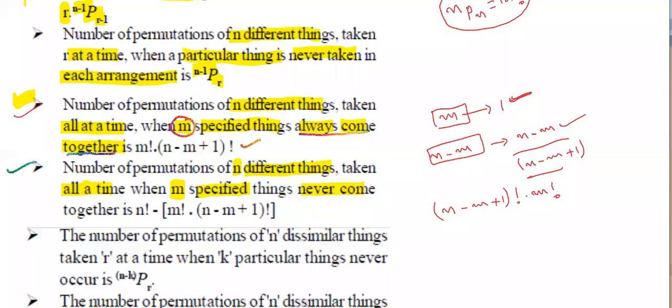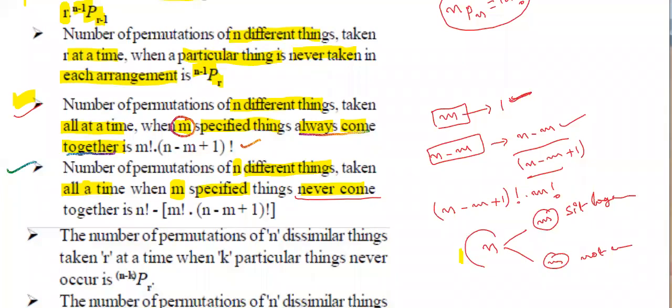Okay, I am following the reverse method. Generally, when we arrange n persons, two cases are possible. Out of n persons, m persons sit together is possible, and not sitting together is also possible. There are two cases. Here they are asking m specified things never come together. Out of the total, I am going to subtract these persons. The remaining is this only. Follow the reverse method, then you will get it.